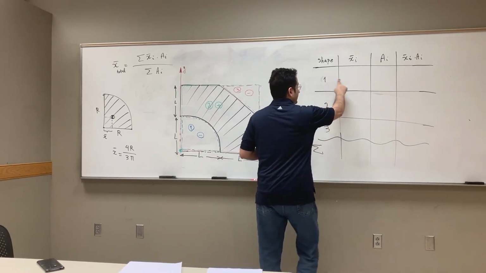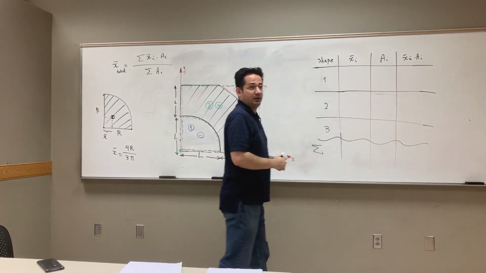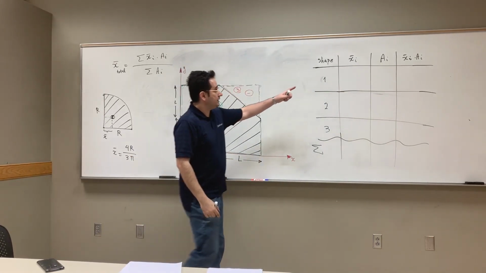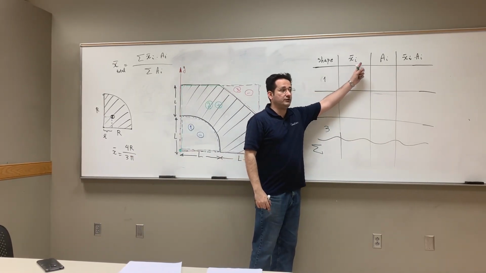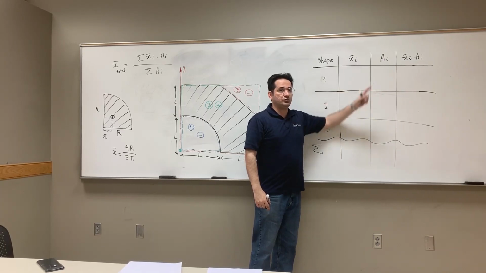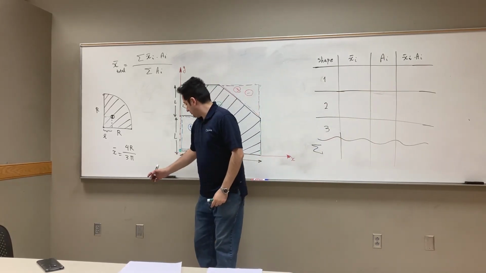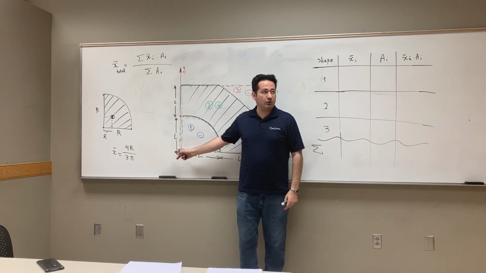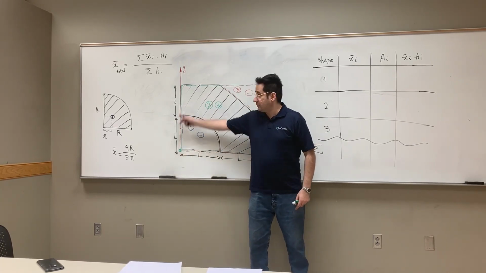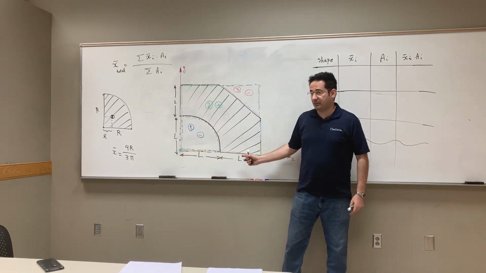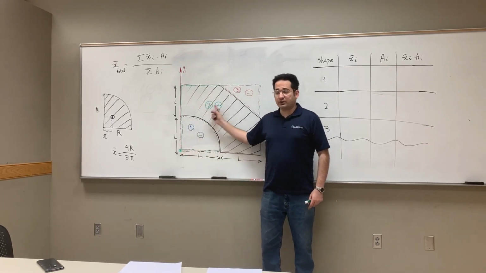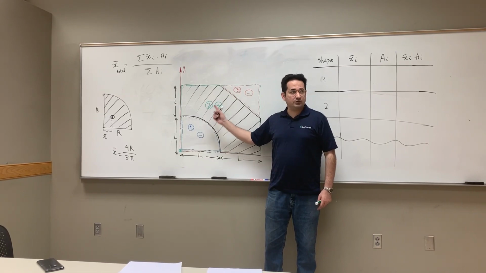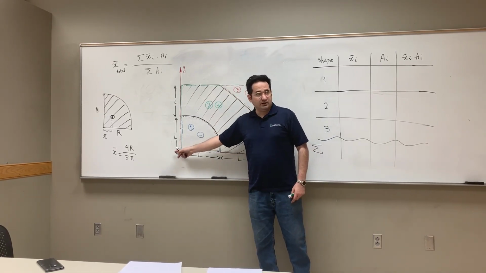For shape 1, where is x bar? Look, whenever we compute the x bar of each individual shape, we should do that computation with respect to the coordinate system that we choose. Now, since the coordinate system is right here, you see this is y, x of the coordinate system, then all the individual centroids must be computed about that point, or with respect to that point.